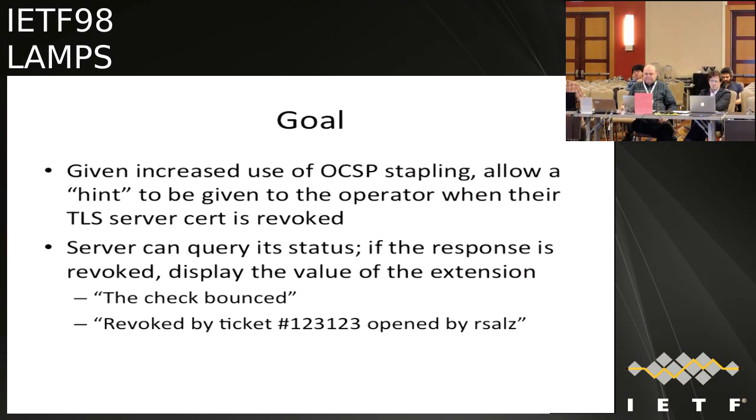Rich Salz presenting. Okay, so this is about adding an extension to OCSP responses. OCSP currently specs that there are no extensions in the response. The issue is, as we start to move more toward automated stapling by servers, we want to be able to show something to the server operator if the response they get back from the CA or its delegate says, no, your cert's no good. Examples: the check bounced, revoked by ticket so-and-so. So it's intended to be a human-readable description, completely optional. Next page.